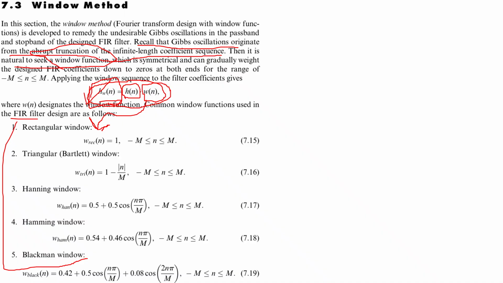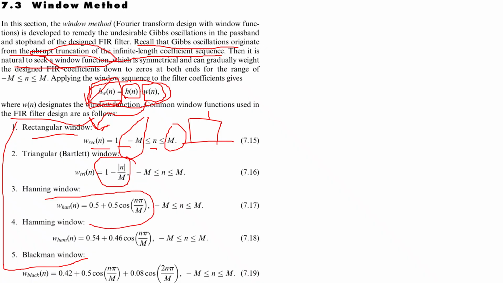Out of these five, in our syllabus we are going to talk about the rectangular window. The rectangular function is equal to 1, as you already know, for n between minus M to plus M. M is the length of your rectangular function. The triangular window, we are not going to learn here. This is 1 minus |n| by M. And Hanning, which is in this syllabus, your window function is 0.5 plus 0.5 cos(n pi by M).